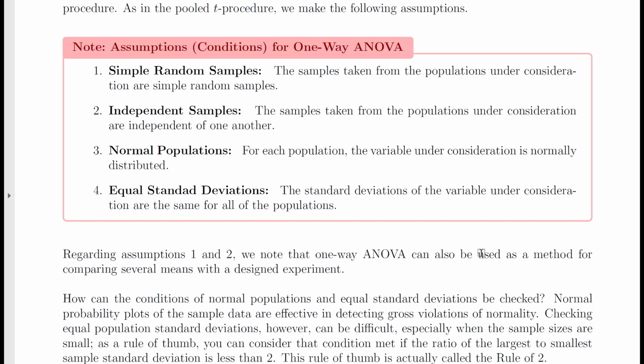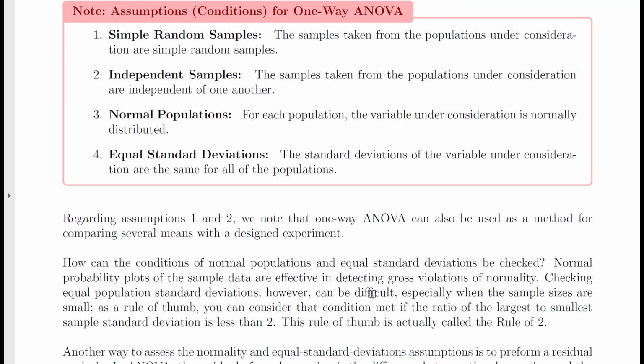So we have what we actually call the rule of 2. And the rule of 2 is if you have the ratio of the largest standard deviation divided by the smallest standard deviation from your samples, if that value is less than 2, then you can claim that all the standard deviations are approximately equal. If it's greater than 2, then you cannot make the claim that they have equal standard deviations, and the one-way ANOVA test will not apply.